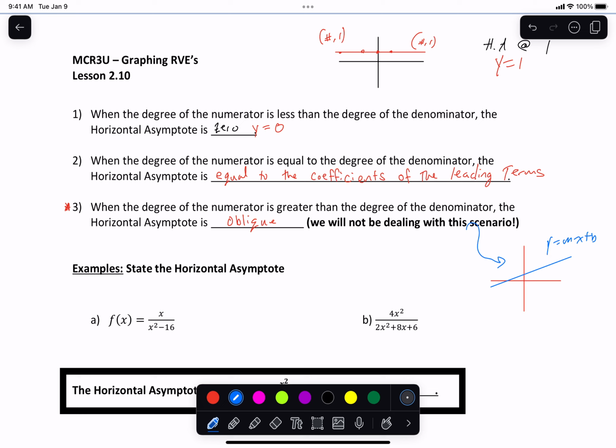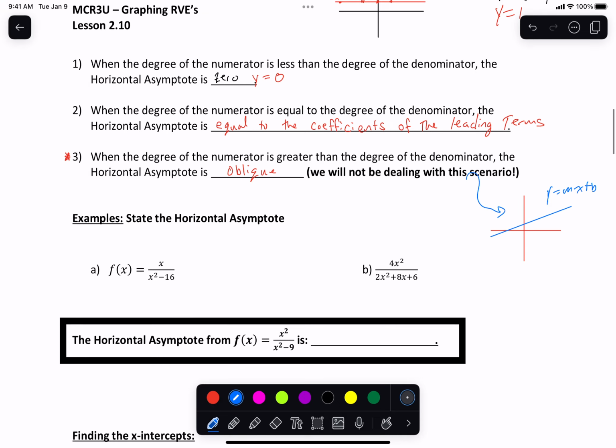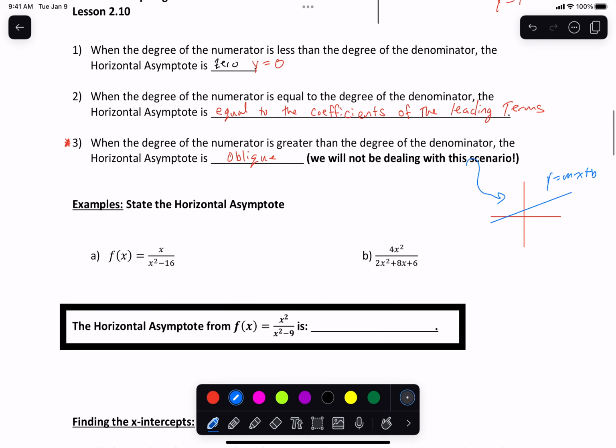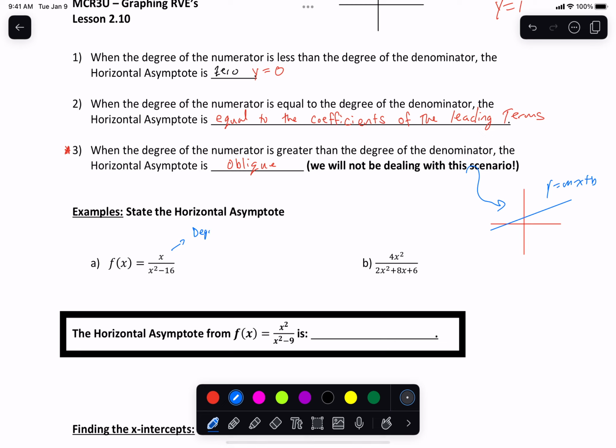So here are some examples. Let's state the horizontal asymptotes. It's important for you to recognize the degree of the numerator and the degree of the denominator, and then match it up with one of the rules up top. So what are you seeing in the first one? What's the degree here? 1. That's good. The degree is 1. And what's the degree in the denominator? Yeah, the degree in the denominator is 2, because of that x squared there.